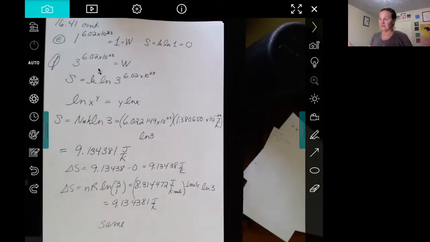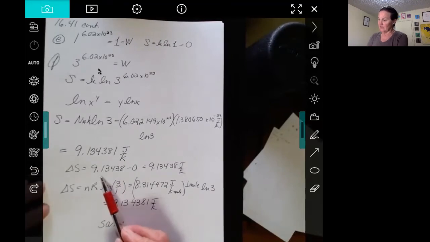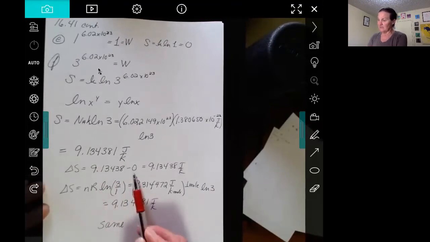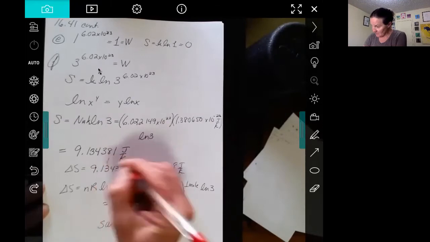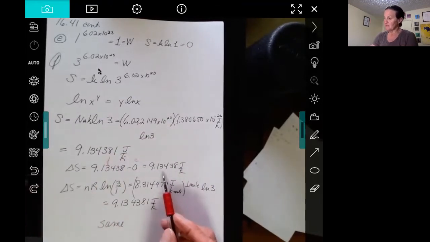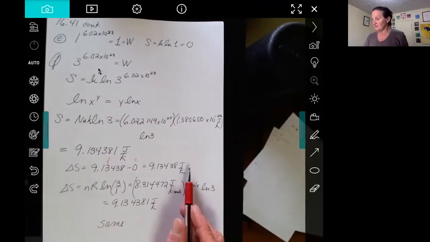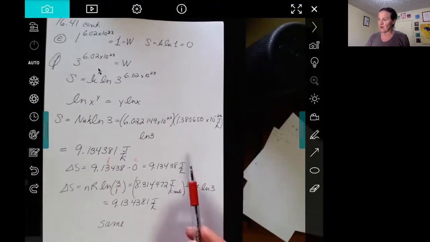So the difference in entropy between all the molecules ending up in the first container compared to the molecules evenly distributed amongst all the containers would be the entropy of F minus the entropy of E. So F minus E, which is 9.13438 joules per K. So it's much more probable, and therefore the entropy is much higher to have the molecules distributed amongst all the containers. It asks you to use a formula in the textbook and compare.